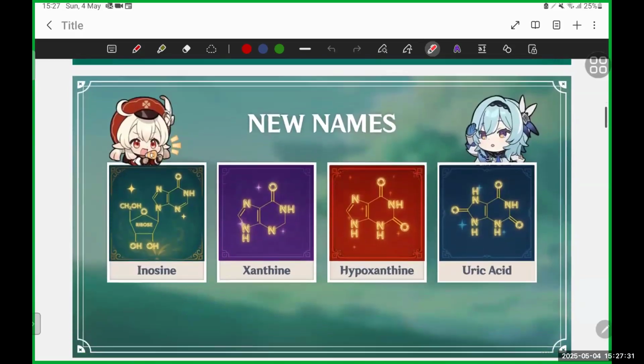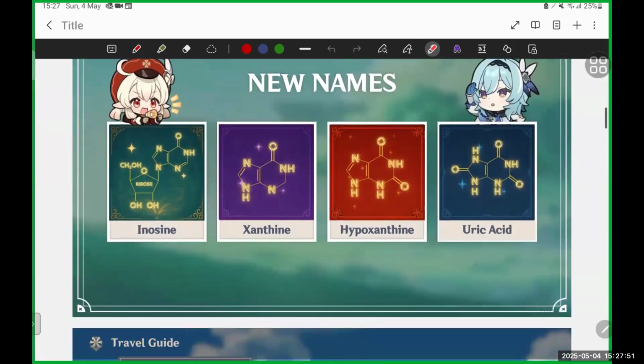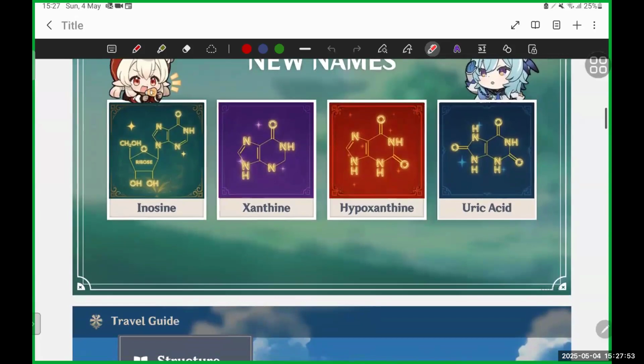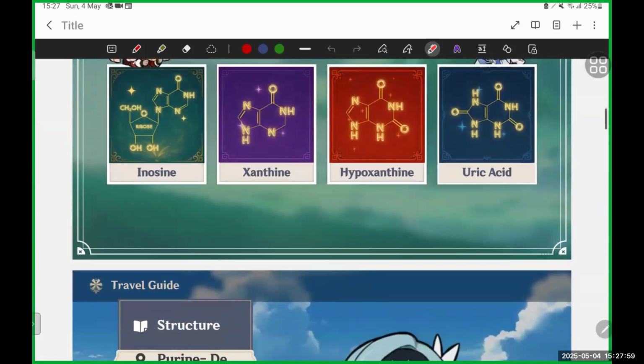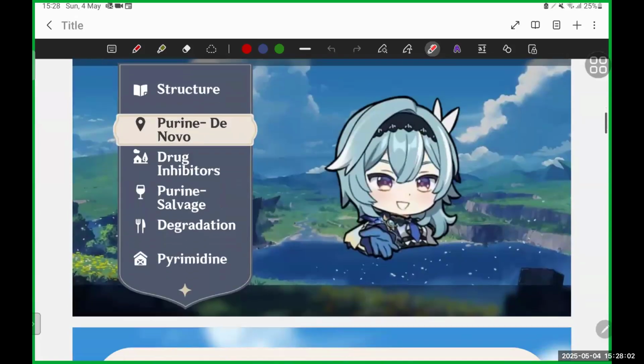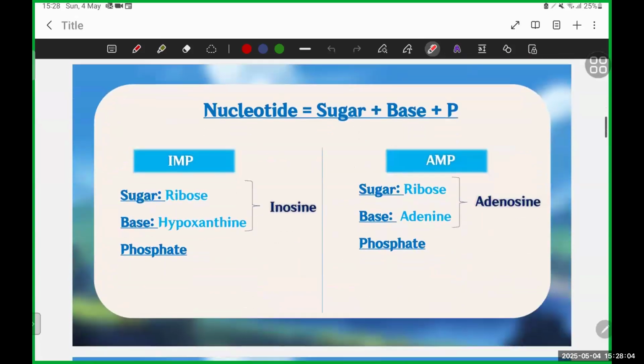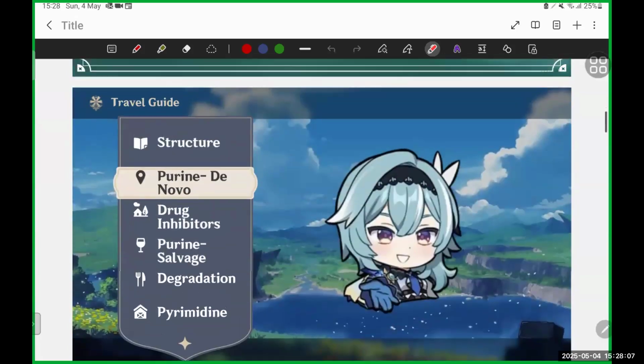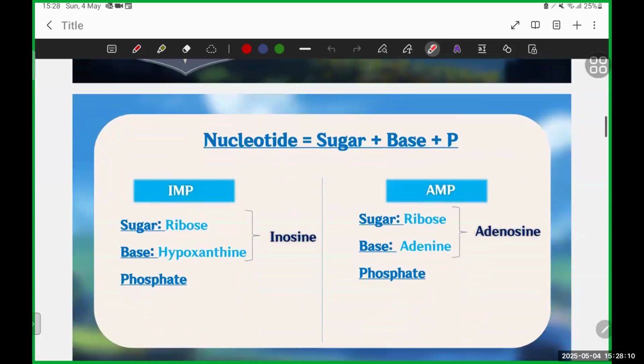Then you have these new names. They're like new characters unlocked in MOL all of a sudden. You have inosine, you have xanthine, you have hypoxanthine, and you have uric acid. When I did this, I thought these names were pretty cool. These are basically what's going to form your purines. You've never heard of them before until now, so it's pretty cool, I think. Then you have nucleotides. We're going to start the synthesis of nucleotides.